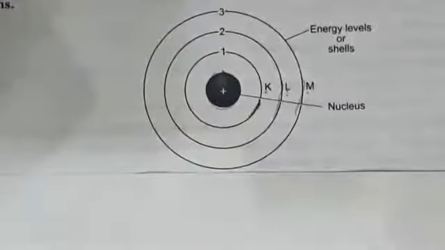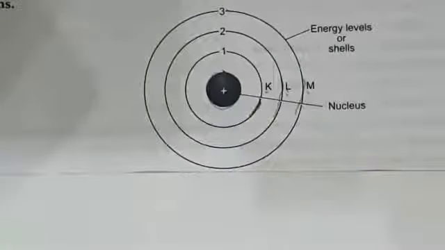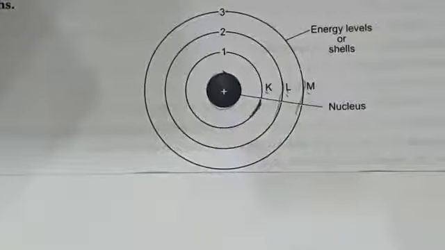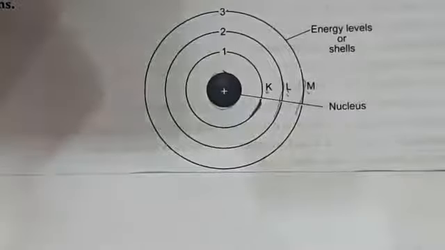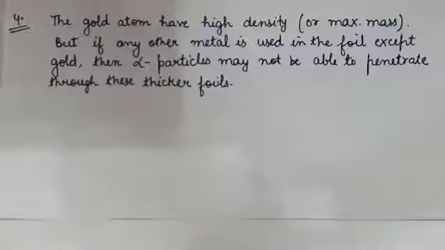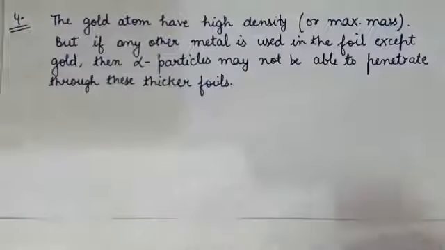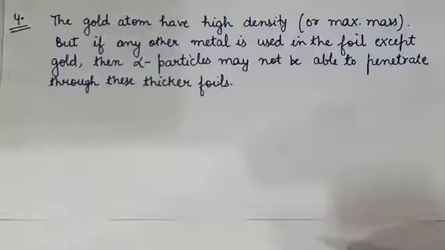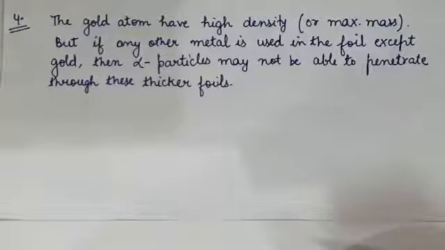Coming to question number 4. What do you think would be the observation if the alpha scattering experiment is carried out using a foil of a metal other than gold? Okay, Rutherford used gold foil. So the question is saying what will happen if any other metal is taken other than gold?